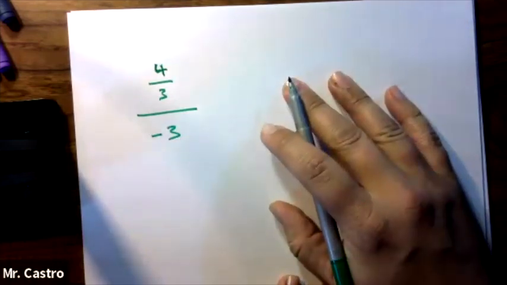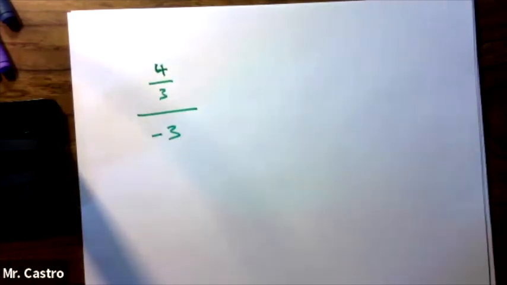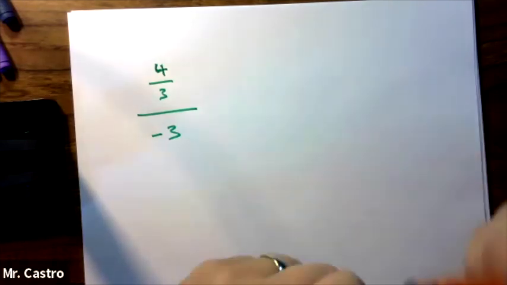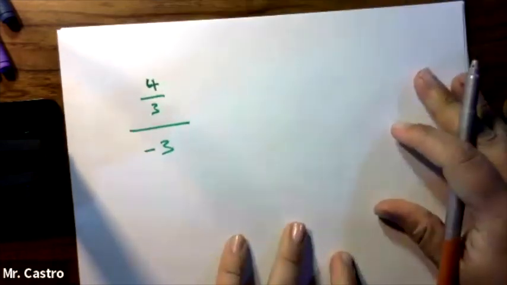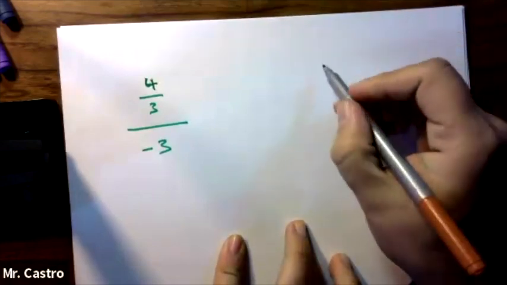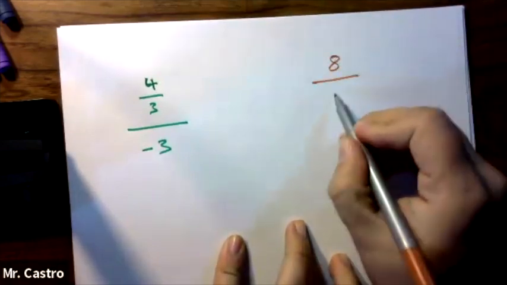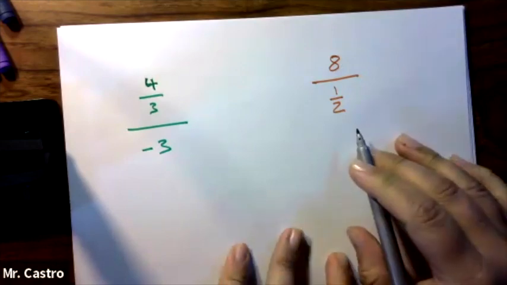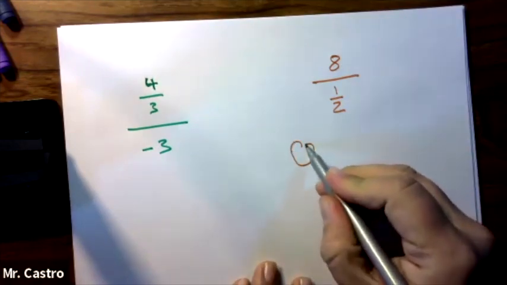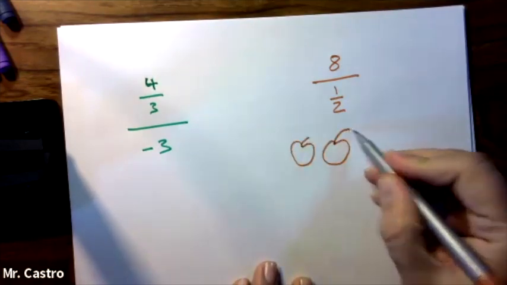Now, in order to explain how to do this, I always try to use this example because I think it helps communicate dividing with fractions. All right, so if I have the normal number 8 and I divide that by half, think about having 8 apples, right?